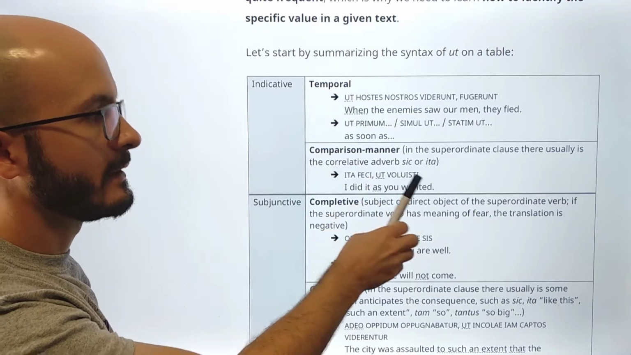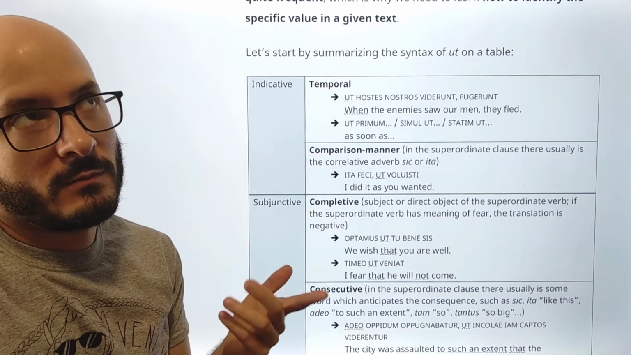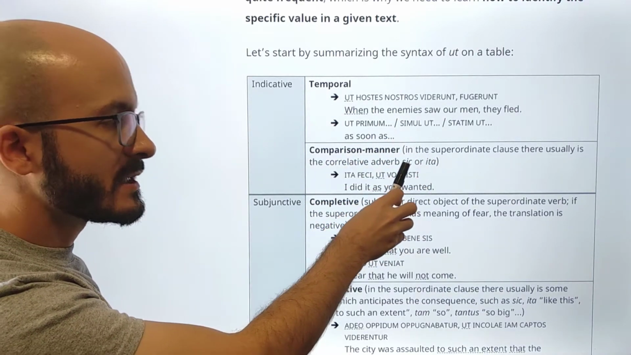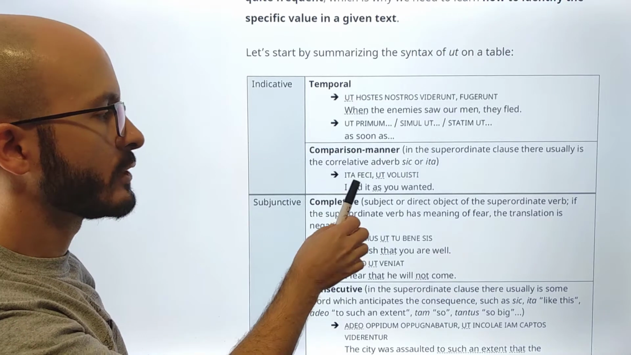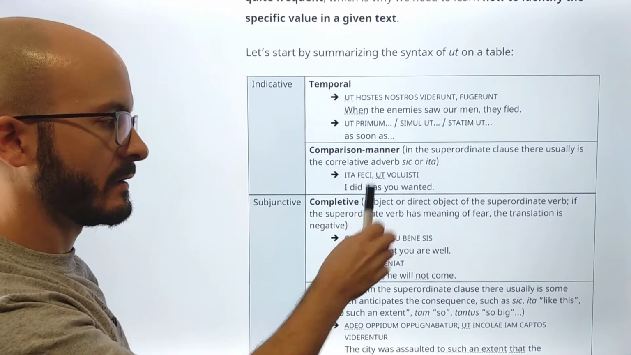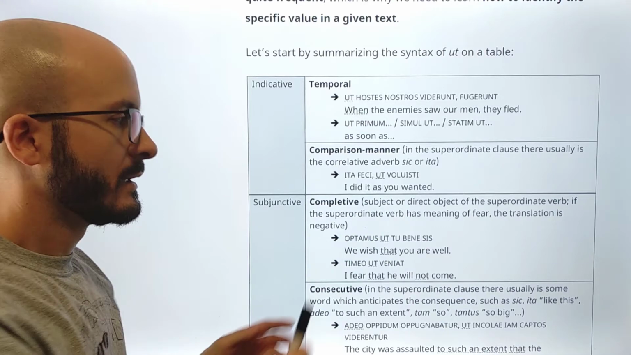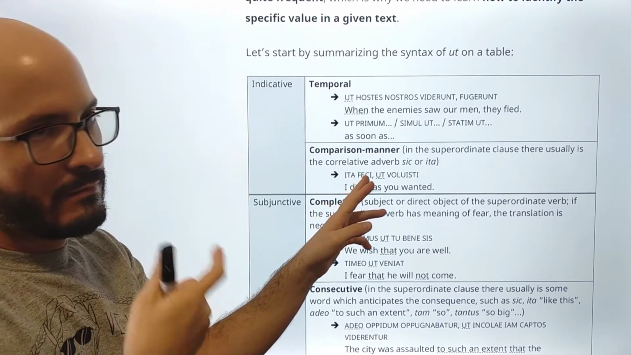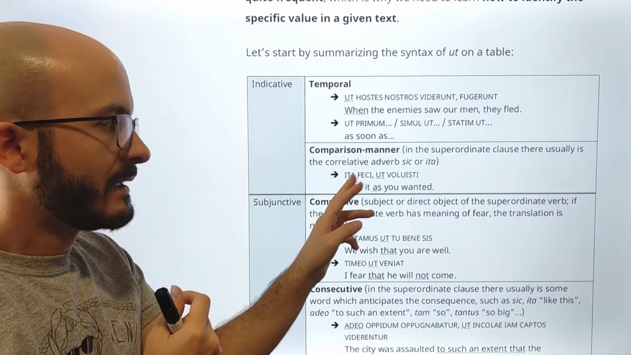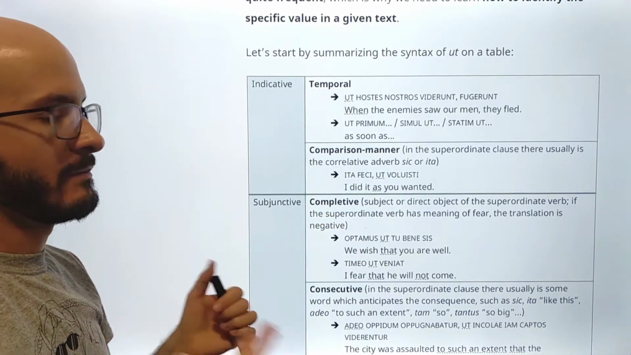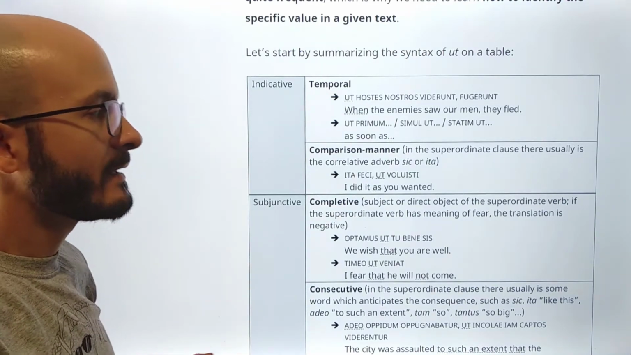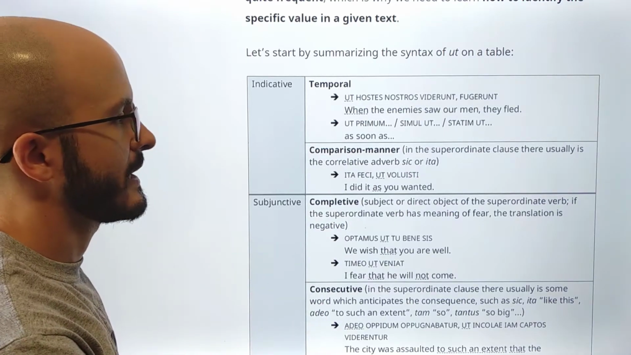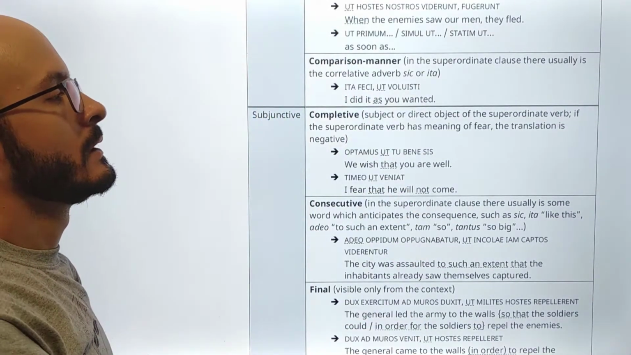Then comparison manner. In the superordinate clause, another way to say the main clause, there usually is the correlative adverb sic or ita. So for example, ita feci ut voluisti. I did it as you wanted. Literally, it would be like, I did it like that, like you wanted. But in English it's kind of redundant. So again, this function is quite easy to understand. There's really nothing there, and it's really not so common.